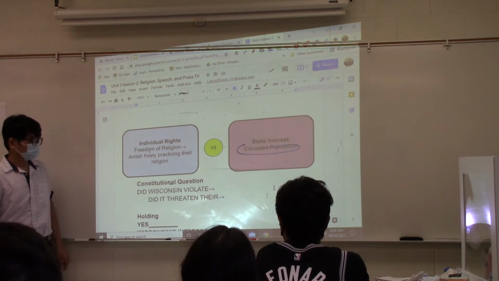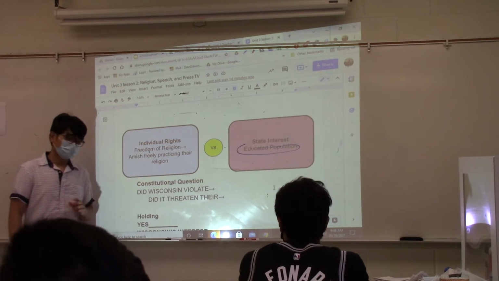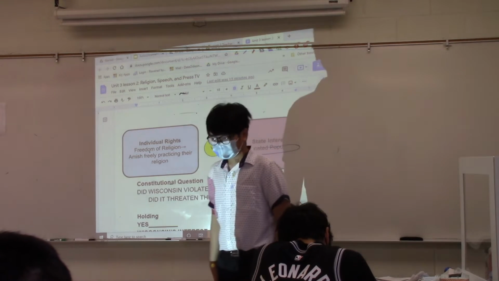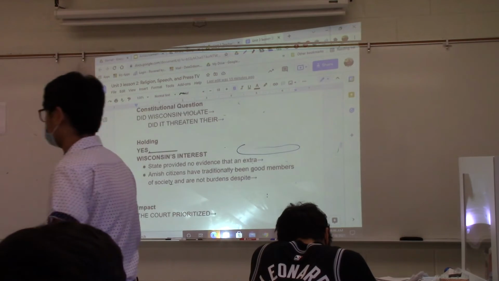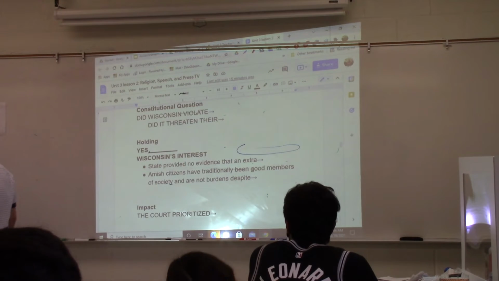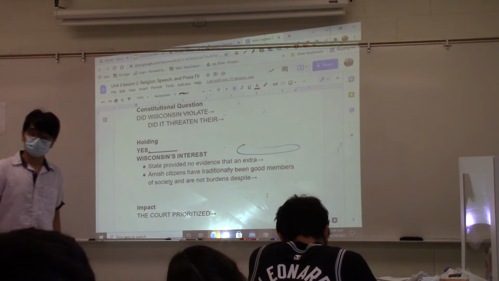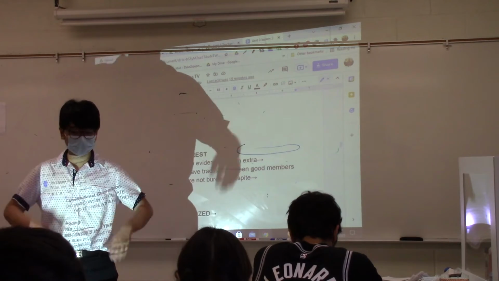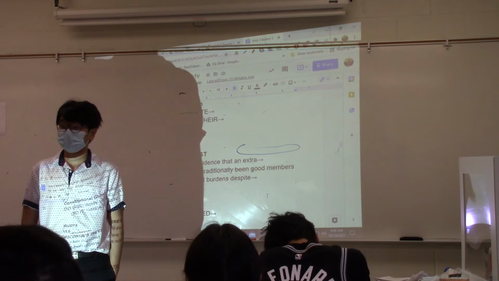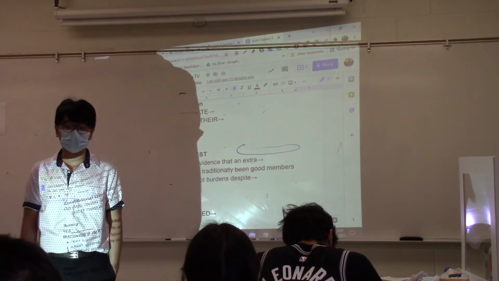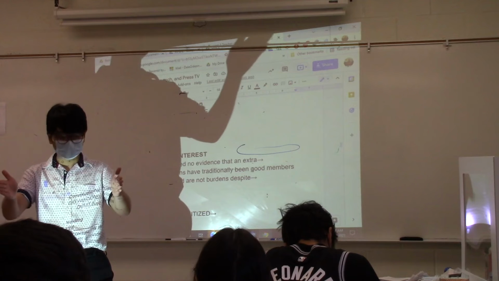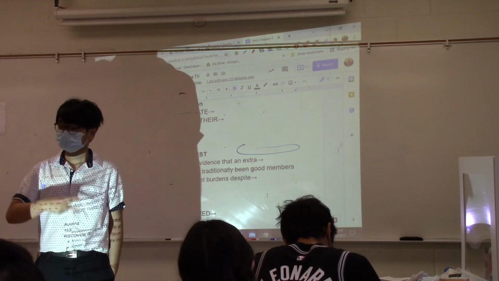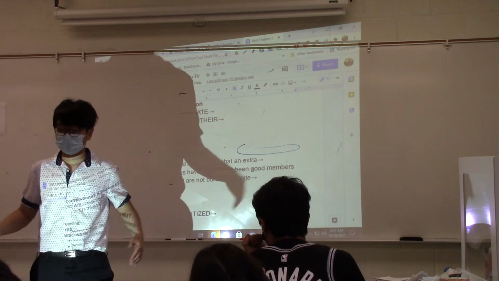The question is, did Wisconsin violate the Free Exercise Clause? Did it threaten the Amish's civil liberties, their right to raise their kids according to their religion? Here's what the Supreme Court said. Supreme Court said yes. It's not that the Supreme Court disagreed with Wisconsin's reasoning. They believe a good society is a good reason to violate civil liberties. However, Wisconsin did not provide enough evidence that those extra 2 years of education, because remember, we're talking about between 8th grade and 16 years old, so that's only 2 years, will actually have this significant benefit.